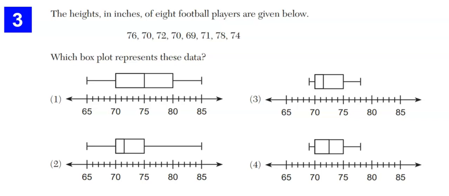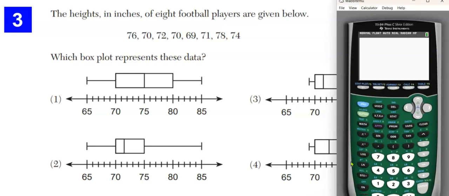Number 3. The heights of the football players are shown in this list. Which box plot represents these data? Well, currently these data are not listed in order. So to answer this problem quickly, the fastest way to do it is to enter all of that data into the Stat Edit menu. We're going to put all of that data into list 1, in any order, it doesn't matter. And the calculator can find that 5-number summary for us, even if the data is out of order.